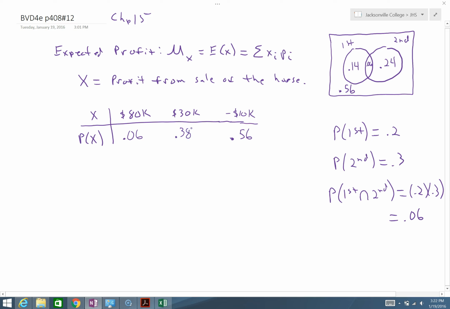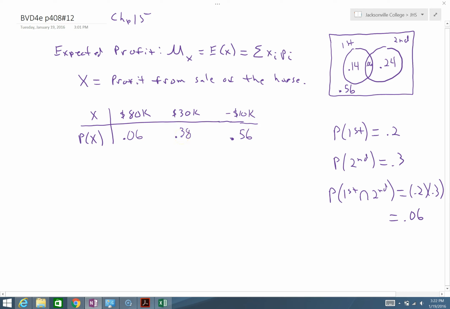Let's see if we can come over here and see where that 0.38 is. Well, what's this? 0.14 is winning the first only. 0.24 is winning the second only. If I add 0.14 and 0.24, I get that 0.38. So you can see these are the 3 possible outcomes. This is losing both, this is winning both, this is one of each.